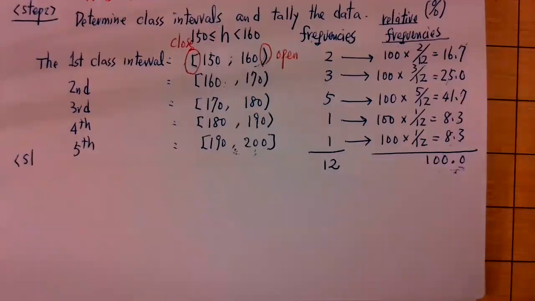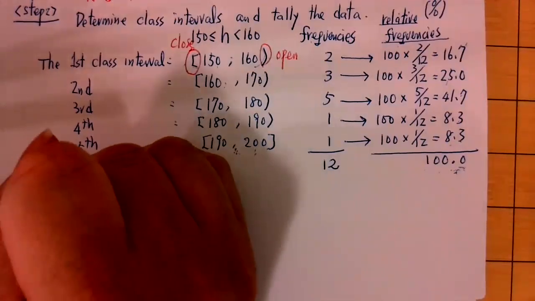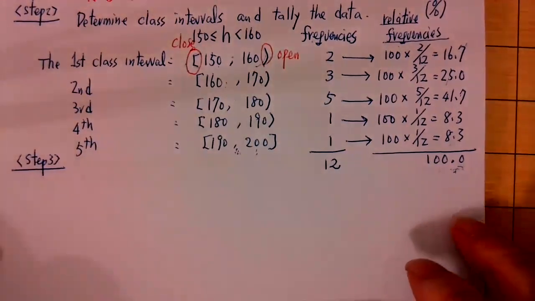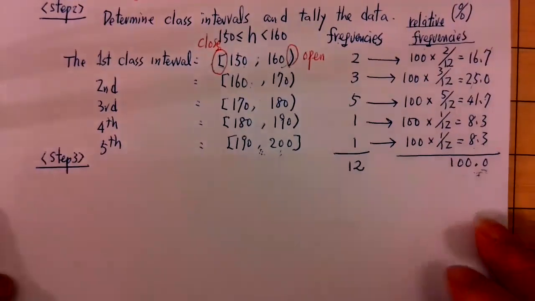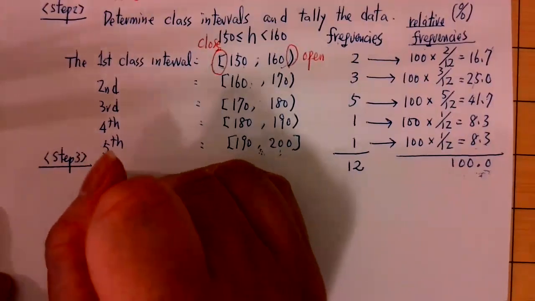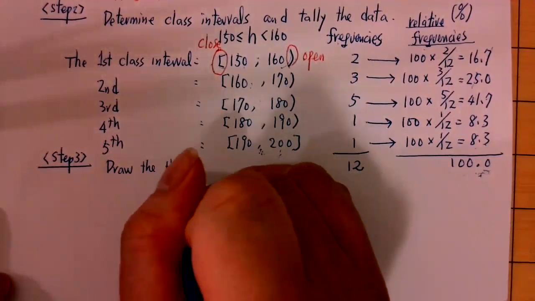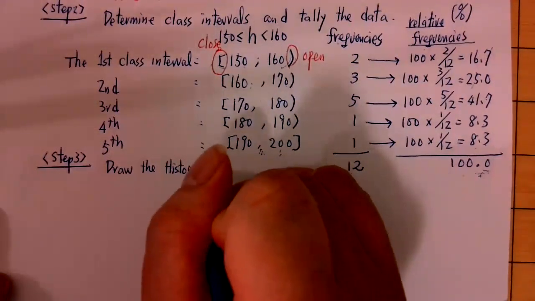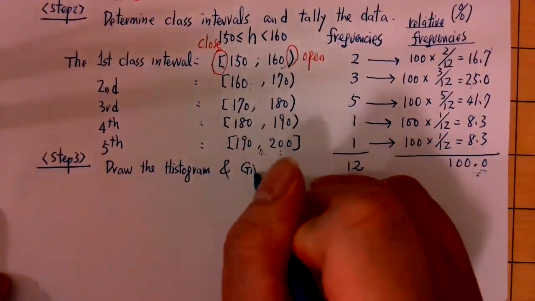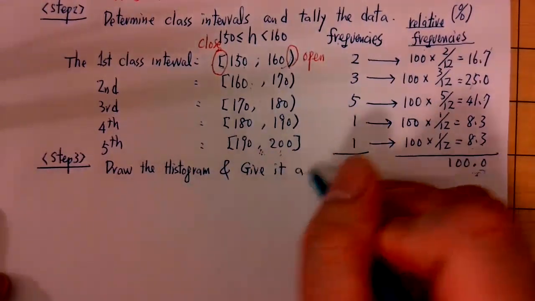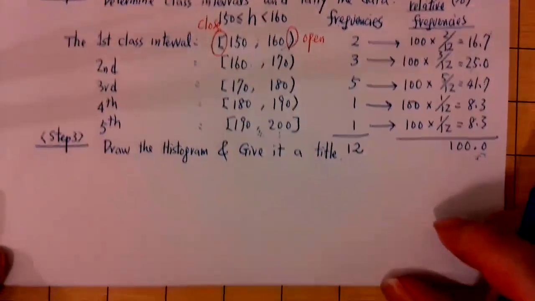Okay, let's move on. Step 3. Draw the graph, draw the histogram. And give it a title. Okay?